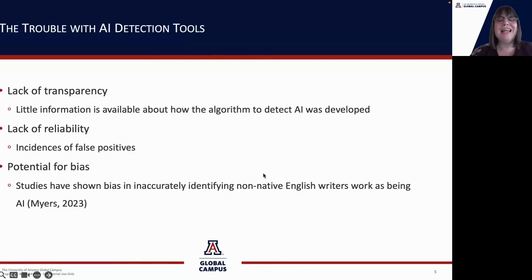The next thing is a lack of reliability: the incidence rate of false positives. Now, I know that a lot of these AI detection tools will talk about having a 99% or a 98% accuracy rate. And that's based on their own testing, which, going back to this lack of transparency, may or may not have been done with the things that they use to train the tool. So it doesn't necessarily mean that it is the case for everything.